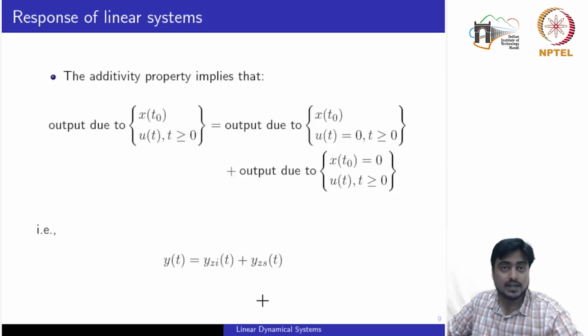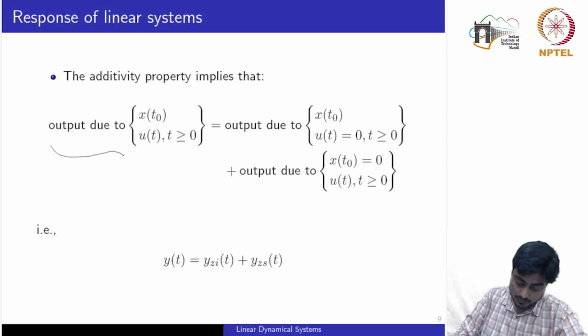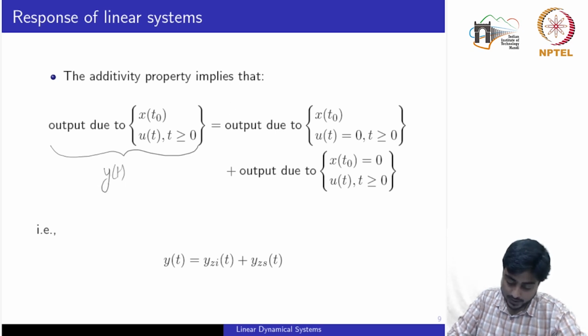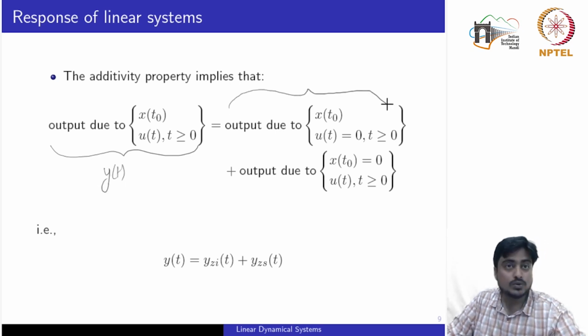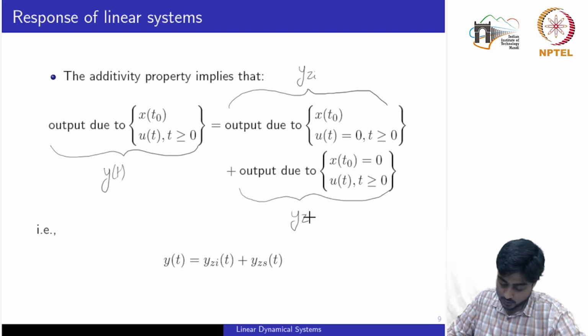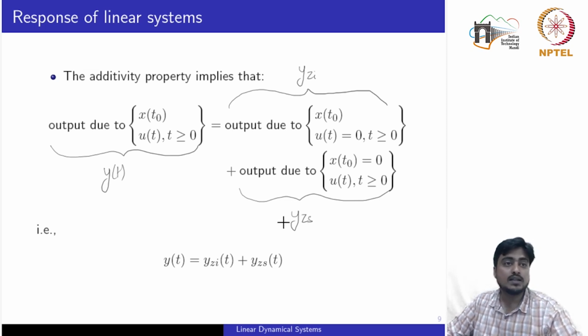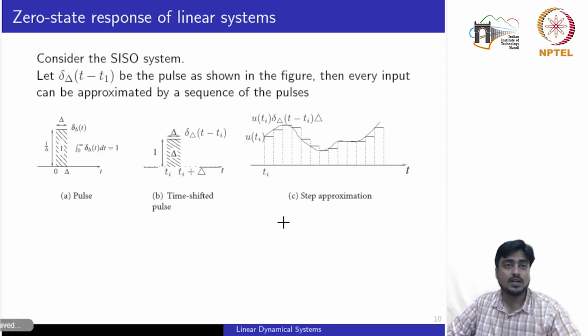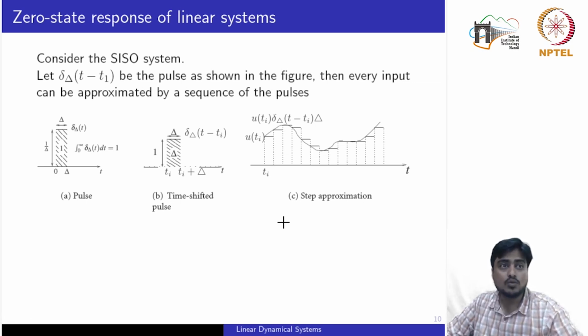So now if I combine these two responses owing to the superposition property, then the complete output due to x of t naught and u of t, which we define as the total response of the system, is the output due to the zero input, that is y zi, and the output due to when we put the state equal to 0, so the total response is basically the summation of yzi and yzs. Now first we will see the zero state response of the system, and later we would combine both the responses into one through the state space representation.